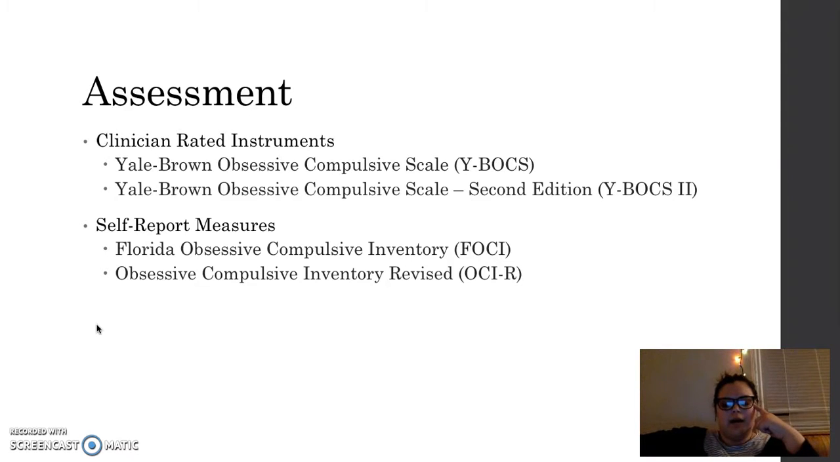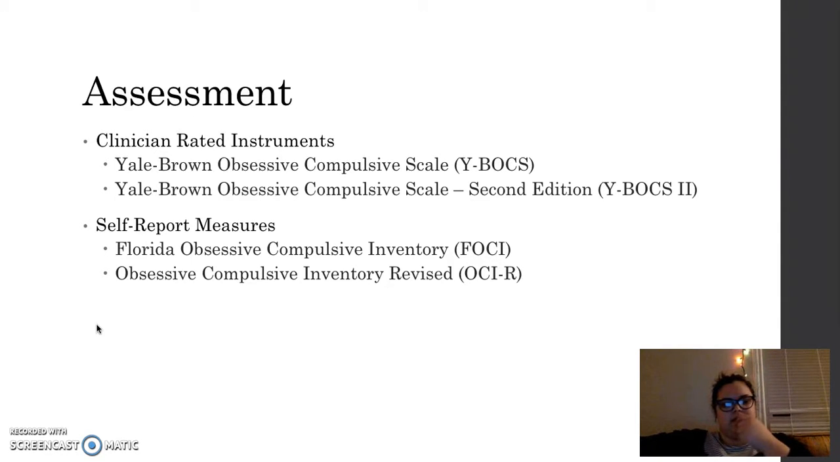But it does show good sensitivity in CBT studies. So, from what I've read, people who use this as a measure of treatment efficacy, it works pretty well.